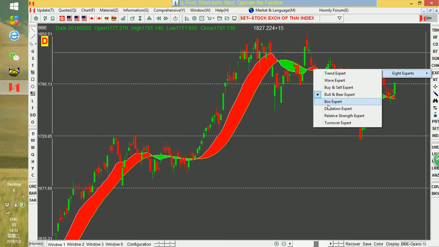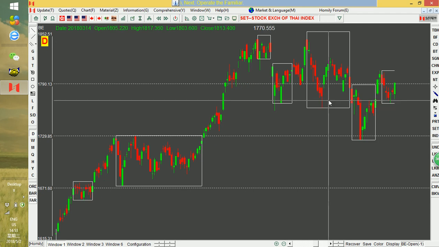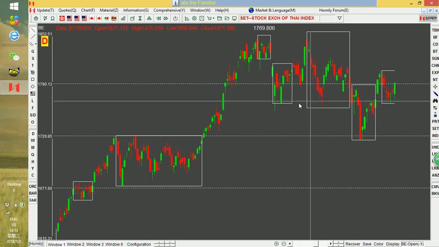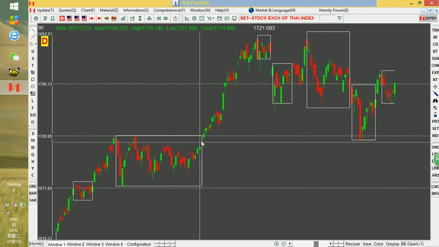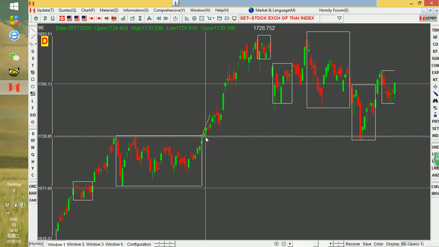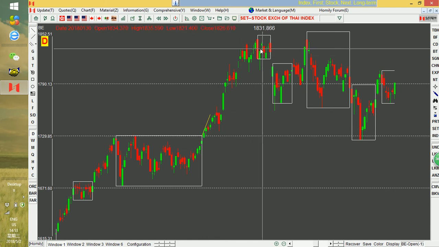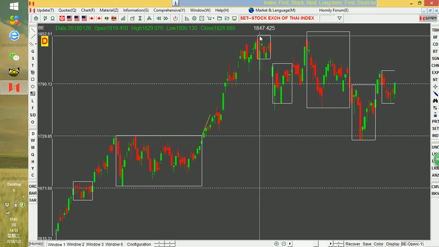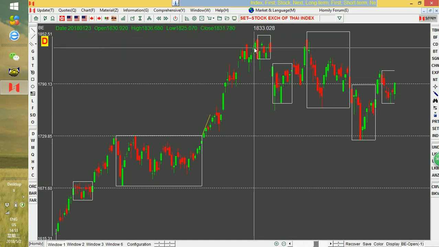And the box bird is suitable for the stock which is in the sideways. Let me show you here. If the stock is going sideways, then we will know the working area of the price. And if it breaks the box, it breaks the balance, and the price is going to go up, and after that it will need another balance, so the price is going sideways again, and it will always turn over and over again.